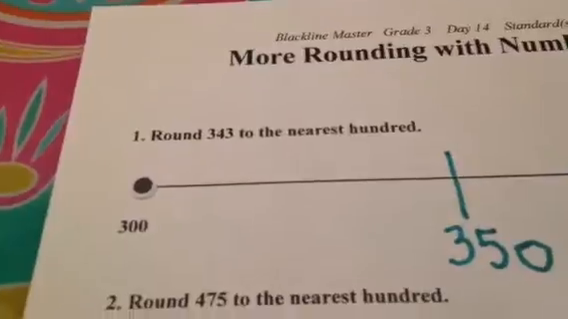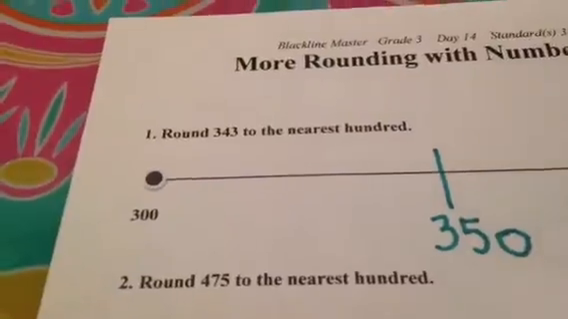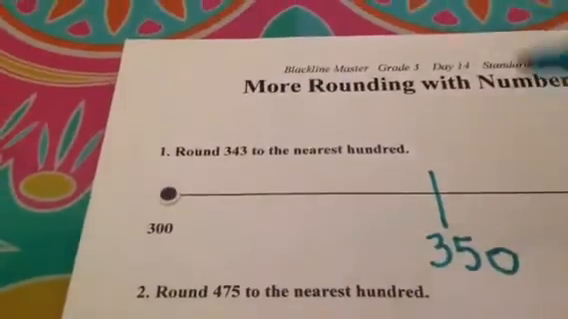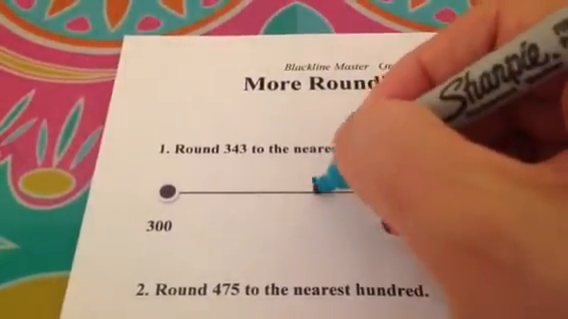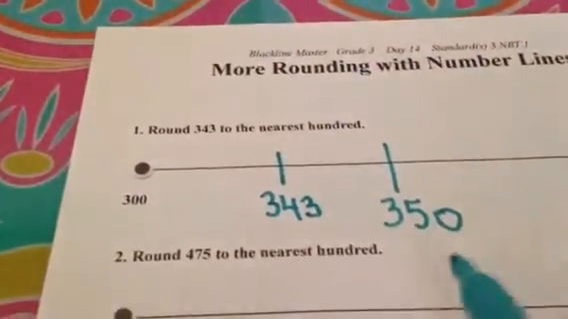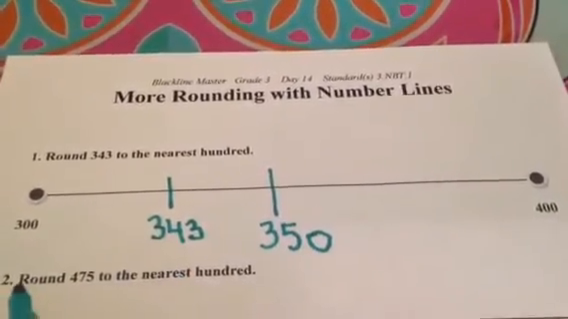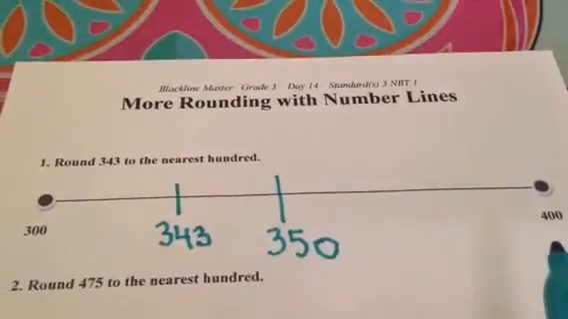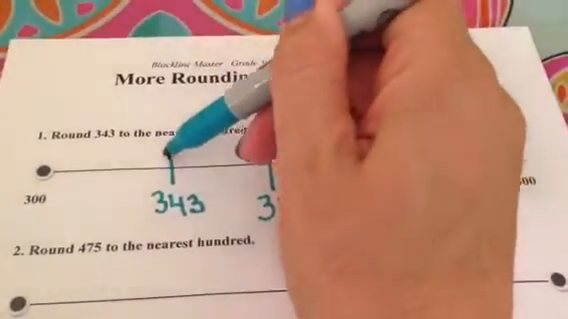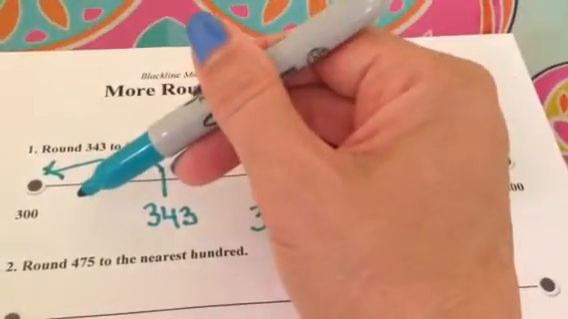Now I'm going to think about 343. Well, I know 43 is less than 50, so I know that 343 must come between 300 and 350. So I'm going to place 343 right here. So as I look at my number line, I notice that 343 is closer to 300, not 400. So I know I'm going to round down to 300. So the nearest hundred for 343 is 300.